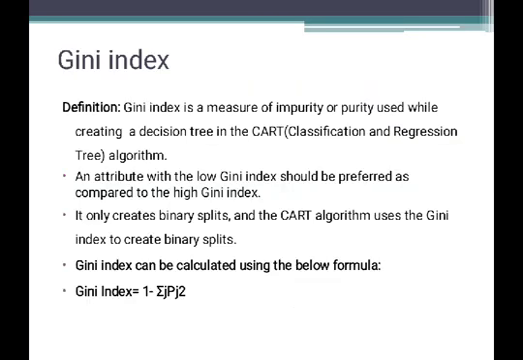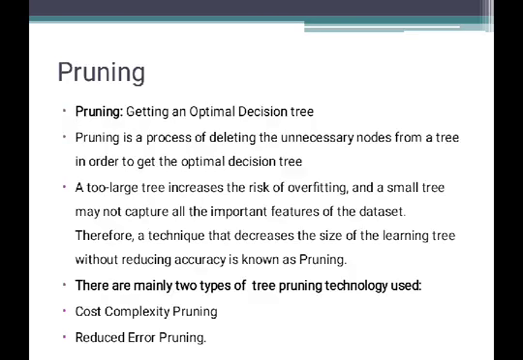Gini index. Gini index is a measure of impurity or purity used while creating a decision tree in the CART algorithm. An attribute with a low Gini index should be preferred as compared to one with a high Gini index. It only creates binary splits, and the CART algorithm uses the Gini index to create binary splits. Gini index can be calculated using the below formula: Gini index is equal to 1 minus sigma j of pj squared.